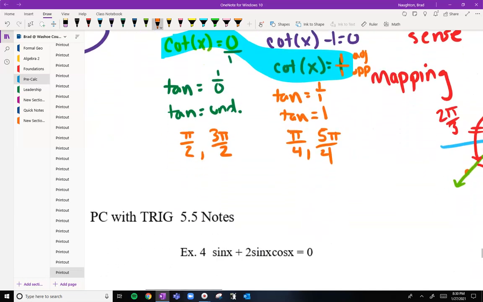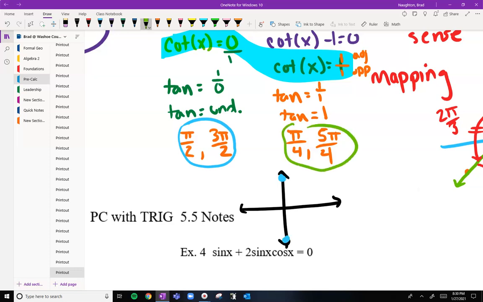Alrighty, so this is where I'm going to map it, and you can go ahead and do it in different colors. Sometimes that's helpful. So I'm going to do these ones right here in blue. So pi over 2 is right here, 3 pi over 2, and then I'll do these ones here at pi over 4, and then 5 pi over 4, which would be about right there.